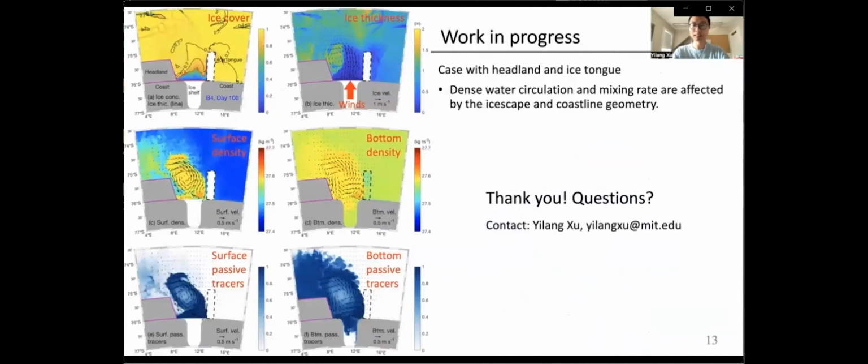I want to mention another work in progress. We have also investigated how icescape and coastline geometry can affect polynya mixing. Here's a case where highland and ice tongue are present. We can see that the dense water circulation and mixing rate have also been changed by these factors.